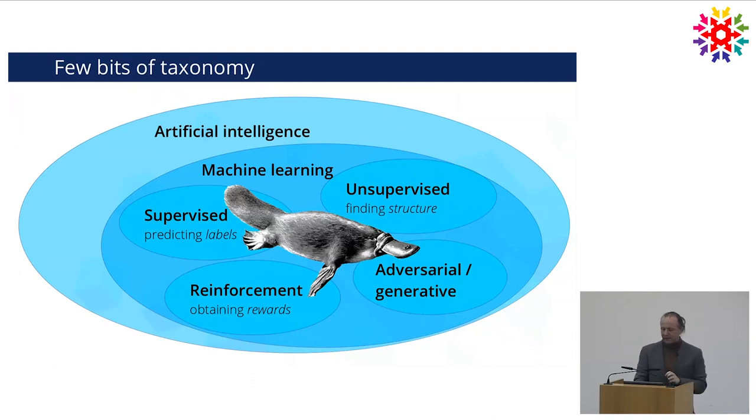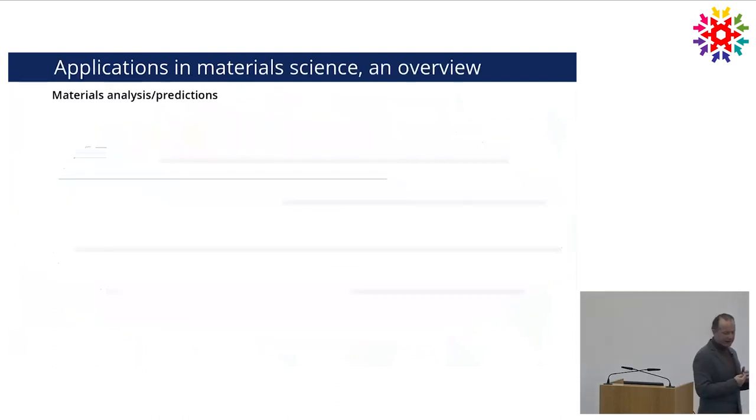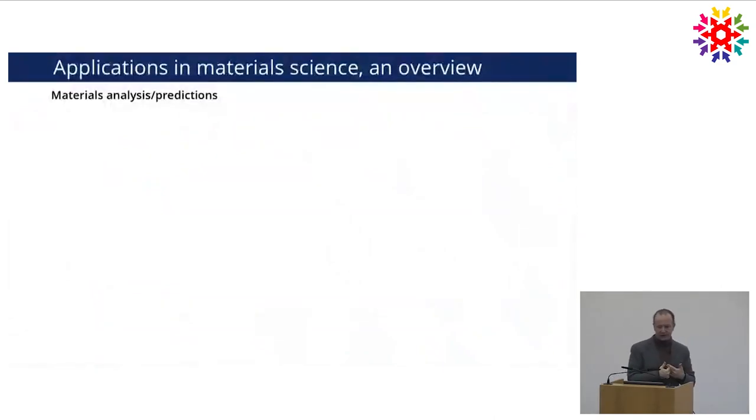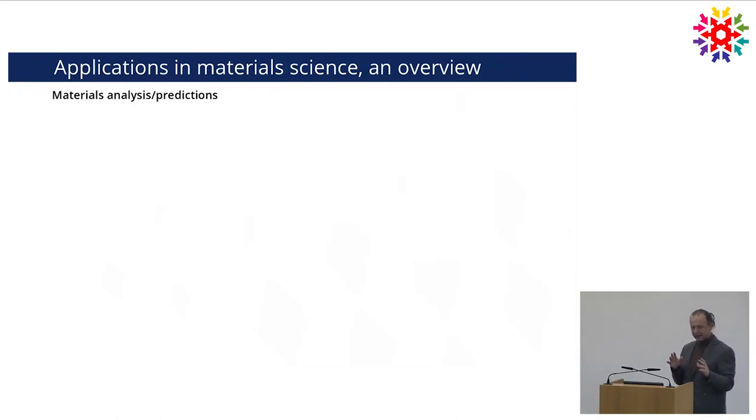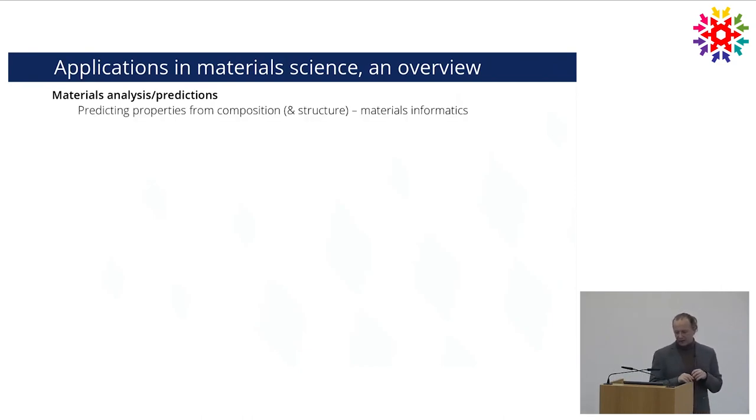So now quickly, I lay down a little bit of a list of applications of machine learning, artificial intelligence in material science. So broadly speaking, we have analysis of materials, that is prediction of their properties. So more specifically, we can try to predict properties of material from just, say, the composition or some information about the structure. And this is what is typically called material informatics, in which we want to predict properties of material from compressed information, let's say, about the material itself.